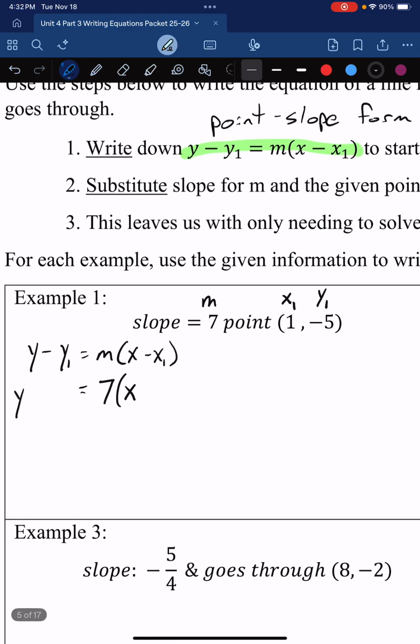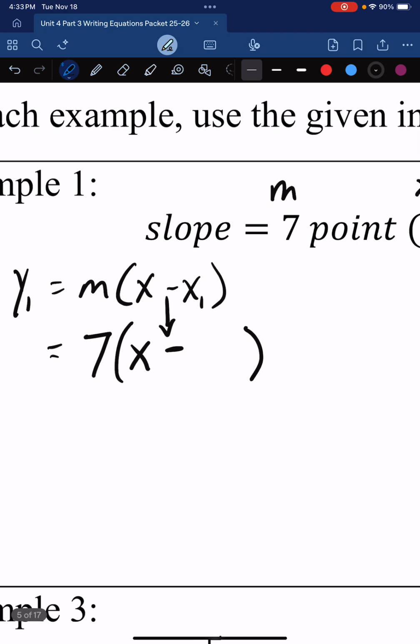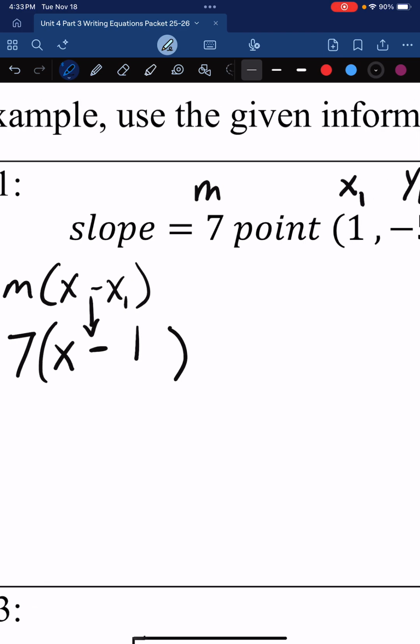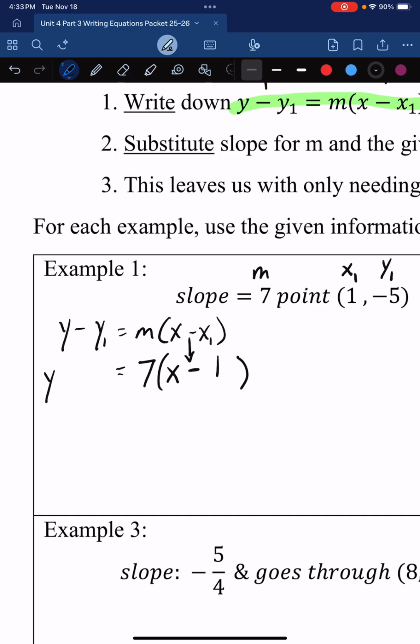Now, when we plug in these x and y values, we need to be very careful. When I'm looking at this, x1 is a positive 1. But in the formula, I'm doing x minus x1. So this minus that I just wrote is coming from the formula. Then my x1 value is positive 1. So even though the x of the point that was given to me was positive, I end up with an x minus 1 in my equation.